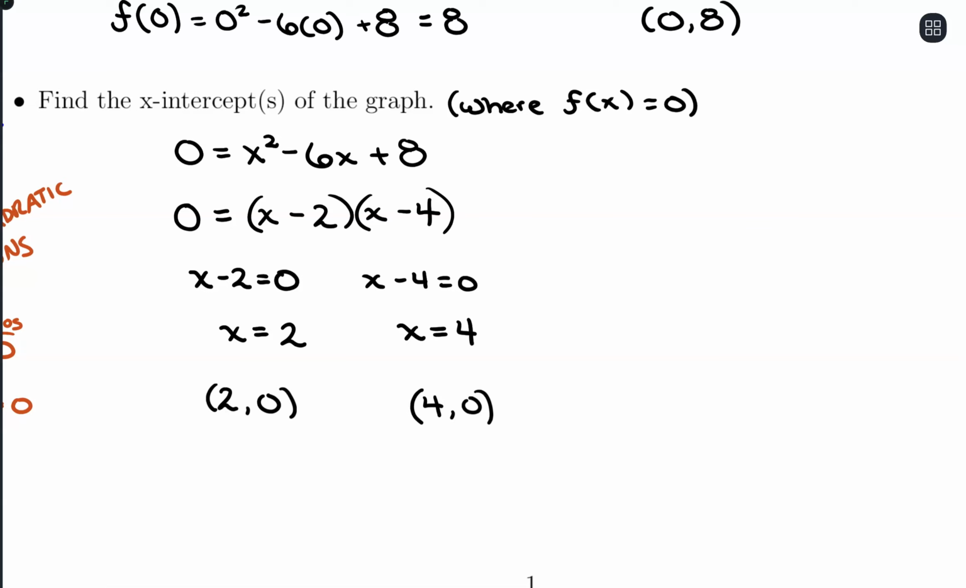With all of this, I can get a pretty good sketch going. In fact, let's go ahead and do that. Sorry, I'm thinking about the coordinates. I'm going to go 1, 2, 3, 4, 5, 6, 7, 8, 9 on the y-axis, and then I'll go down 2. And then 1, 2, 3, 4, 5 along the x-axis.